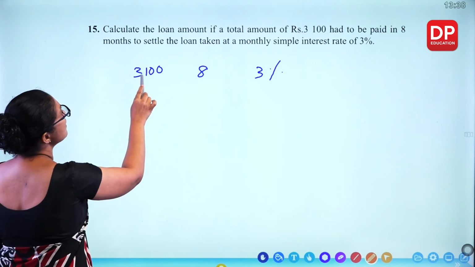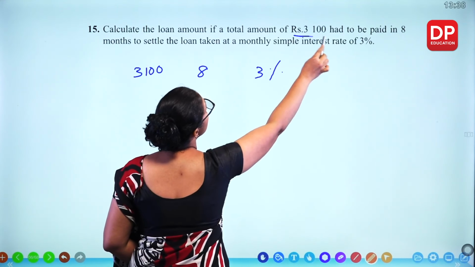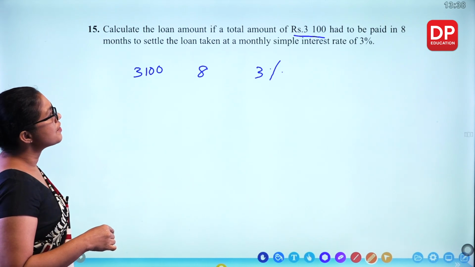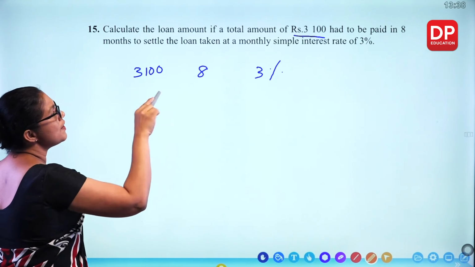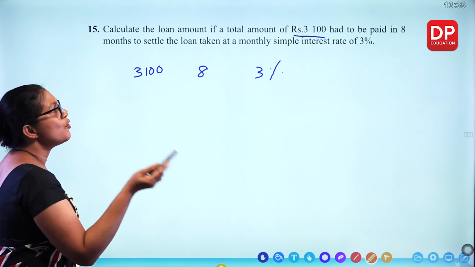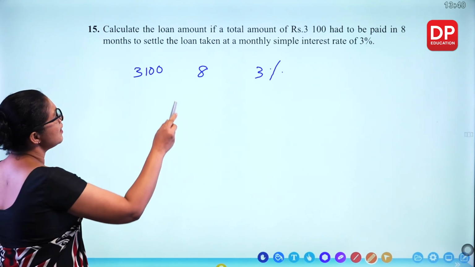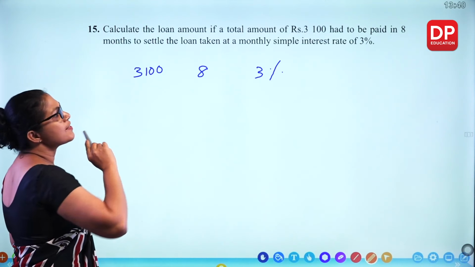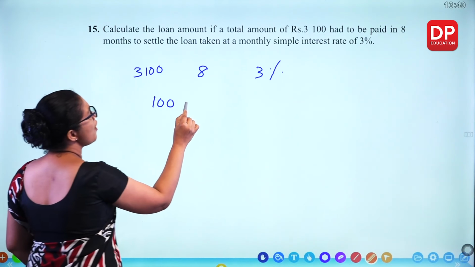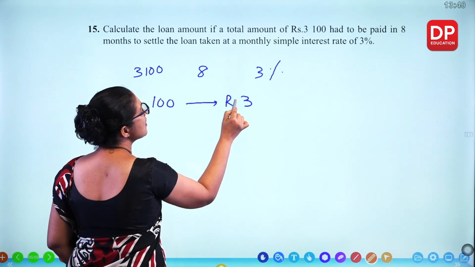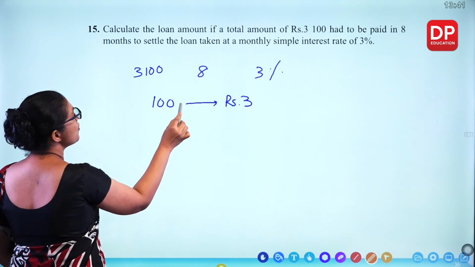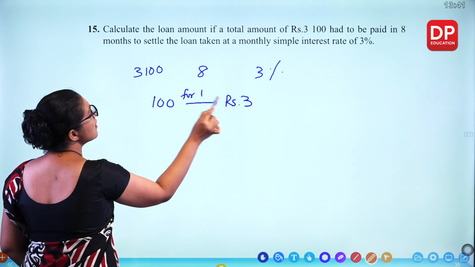So this is the amount with the interest. The total amount is given. So first we have to find out what's the value without the interest. Here the interest rate is 3%. That means if this is 100% borrowed, you have to pay 3 rupees, and this is for 1 month. So 100 rupees for 1 month, that's 3 rupees.